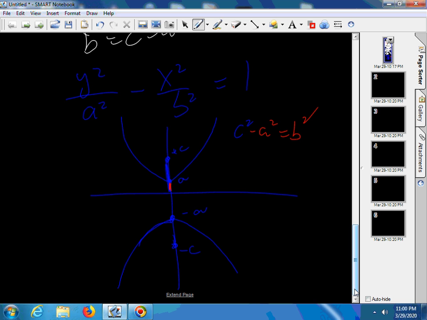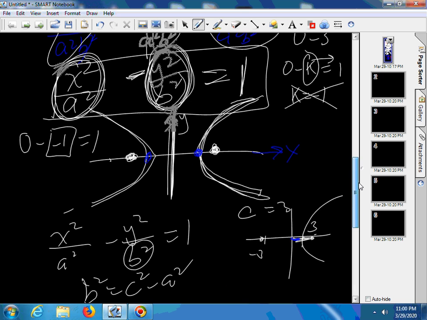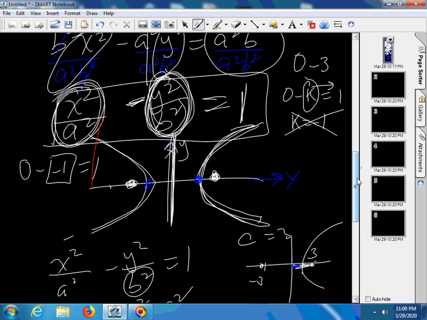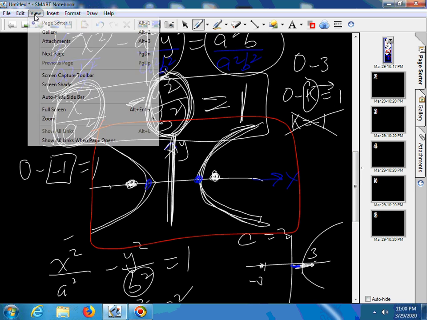Okay, so there's no big deal going from one to the other. Basically, I wish I could do it with my software. But basically, take this graph and rotate it 90 degrees. Just rotate it and see what happens.